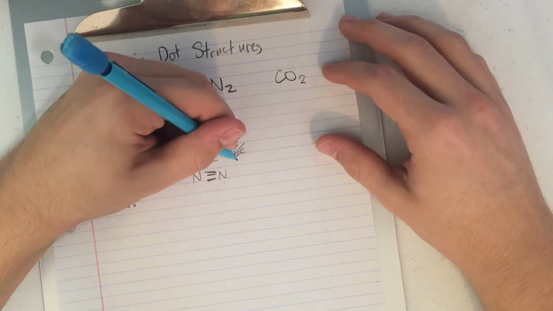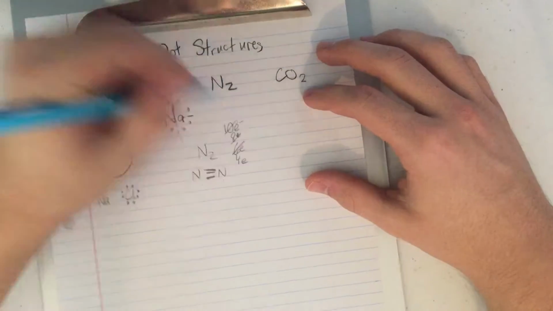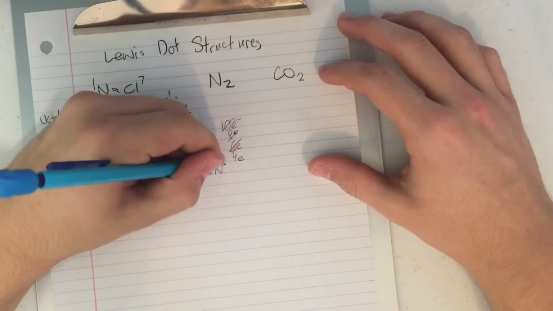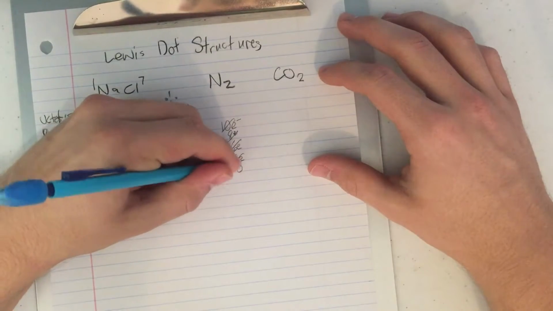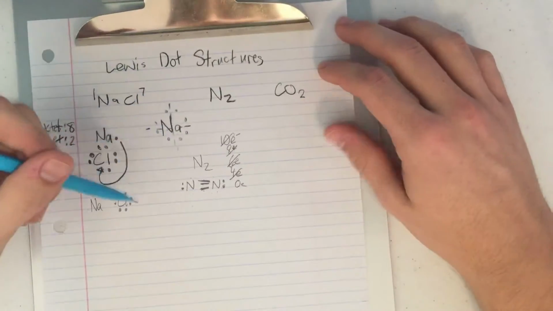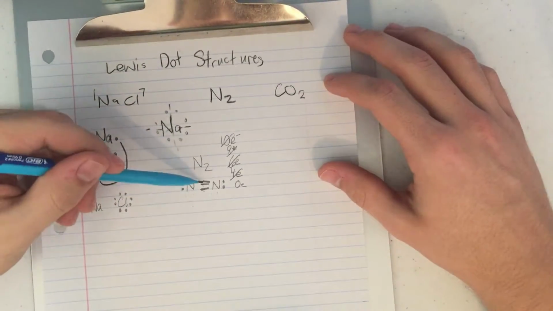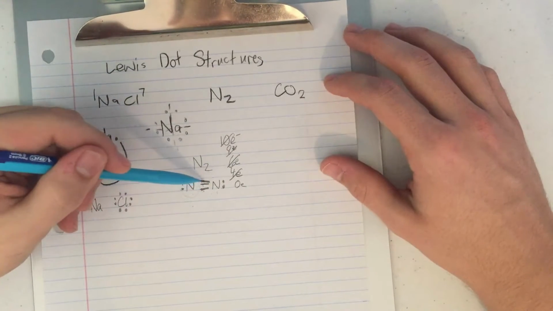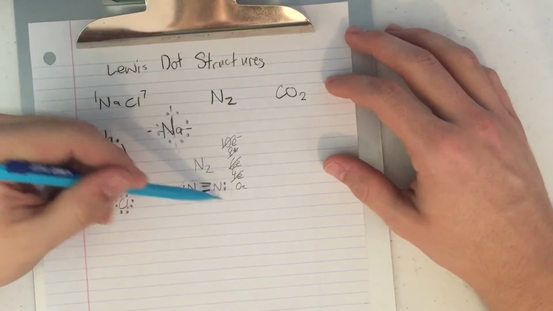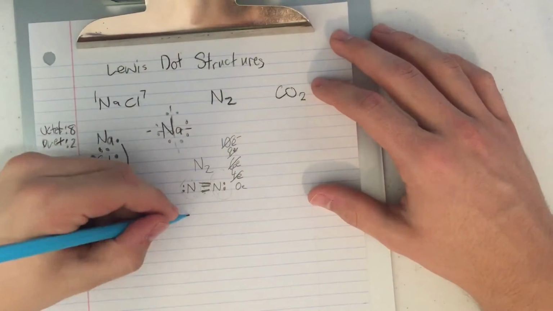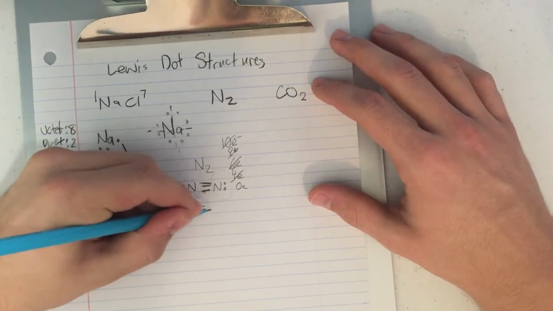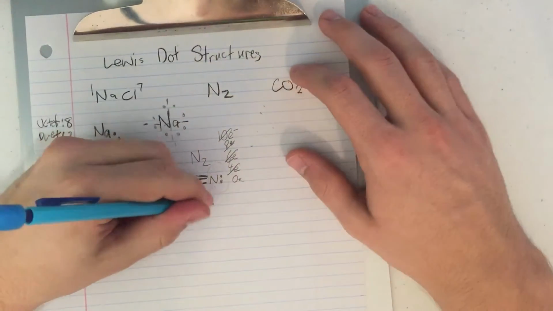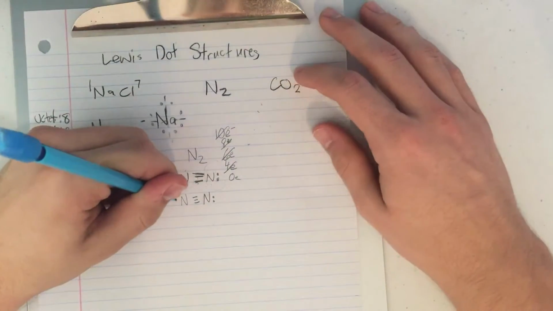So let me subtract 2 again, so that'd be 4 electrons, 1, 2, 3, 4, 5, 6, 7, 8, 9, 10. So that gets rid of all 4 of our electrons. And we have 1, 2, 3, 4, 5, 6, 7, 8 for this nitrogen, and 1, 2, 3, 4, 5, 6, 7, 8 for this one, fulfilling the octet rule. So nitrogen gas has a triple bond. Oops, not an O, an N, with 2 valence electrons on the outside.